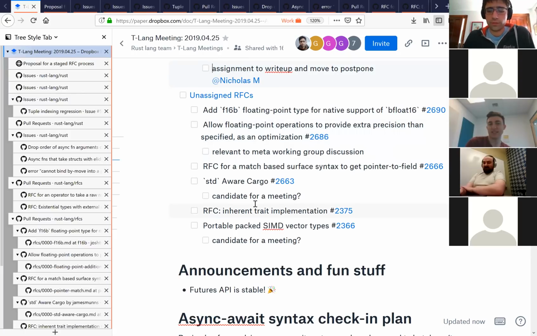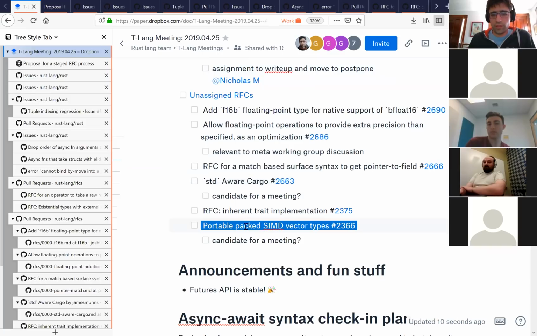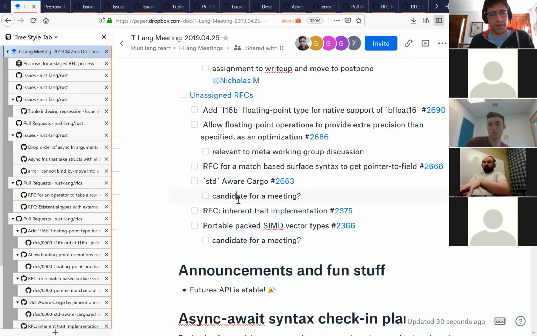Unassigned RFCs. So there are three groups here. I want to do them in reverse ordering. I picked out these two, standard aware cargo and portable packed SIMD vector types, as possible candidates to discuss at a later meeting. The idea being they seem like things that could happen, particularly standard aware cargo, which is not a squarely Lang item, but we obviously are interested in it, and it would be nice to have someone tell us what's interesting and try to figure out what the Lang team opinion is on this.